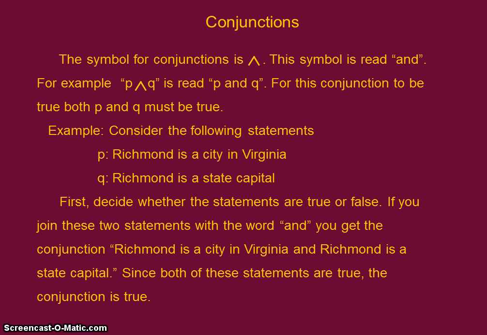Here's an example. Consider the following statements. P, Richmond is a city in Virginia. Q, Richmond is the state capital. First, decide whether the statements are true or false. We know P is true, because Richmond is a city in Virginia. Richmond is the state capital. That is also true. So if you join these two statements with the word and, you get the conjunction Richmond is a city in Virginia and Richmond is the state capital. Since both of those statements are true, the conjunction is true.